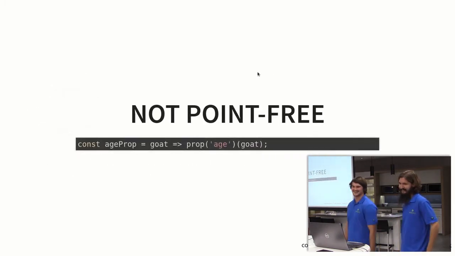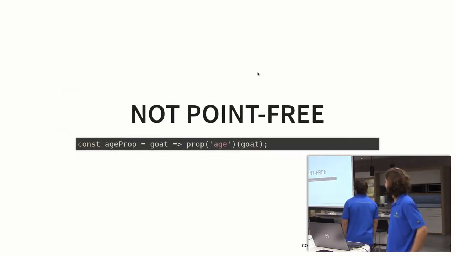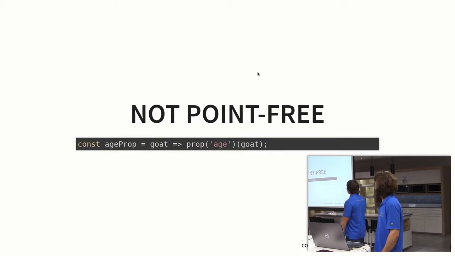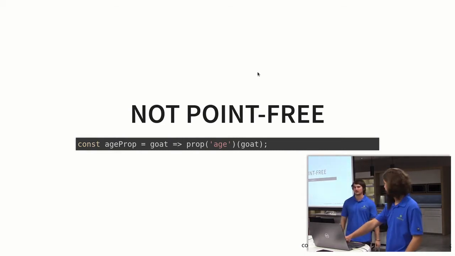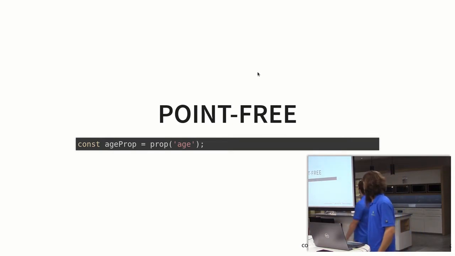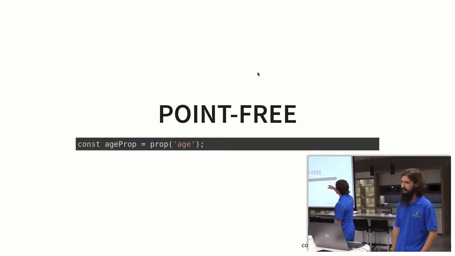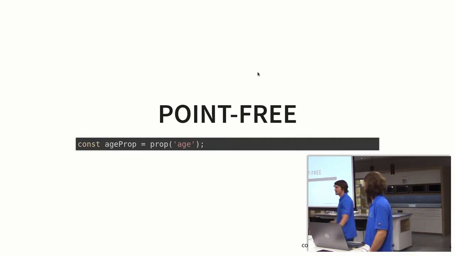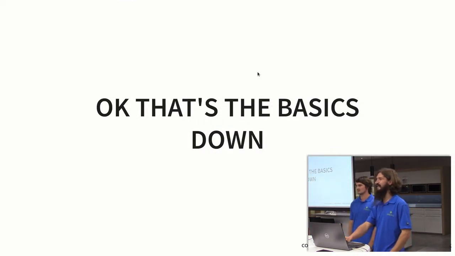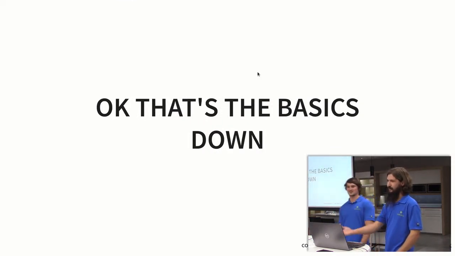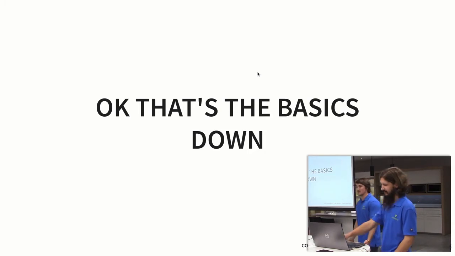Cool. So here's an example of a function that's not point free. You can see we're specifying our goat argument there, and then recalling our prop function we defined earlier with age and goat. We're not avoiding the point. And in our point free example, there's no need to wrap it and provide an argument and name the argument. You just partially apply it and save it as a variable. You get no points. Okay, cool. That's the basics. That's all you really need to know.